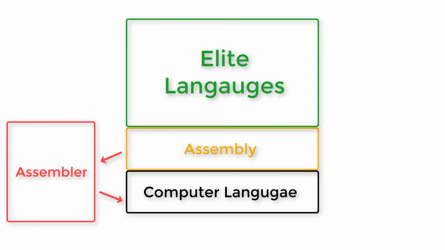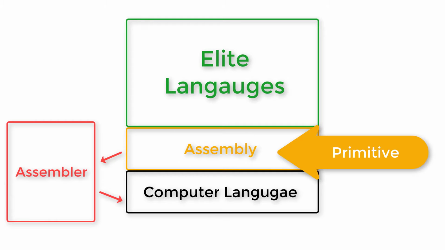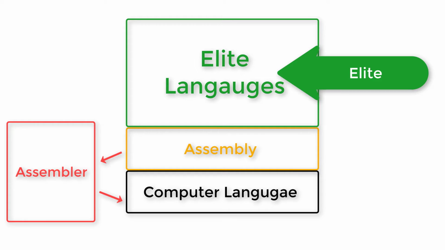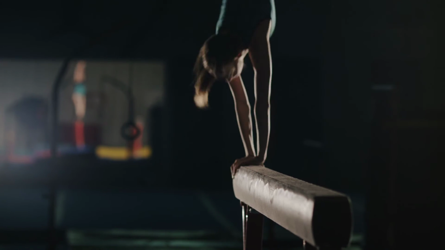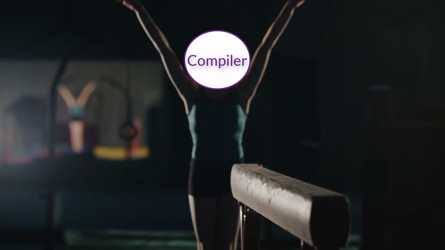Basically, the closest language to the computer language is called primitive language, since it is very close to the computer to understand it. And languages that are almost how we talk in our day-to-day life are called elite languages. But still, since the computer doesn't understand our human language, it only understands zeros and ones, as we already know, we need something to convert it to the computer language. Enter the compiler! This is the compiler's job.